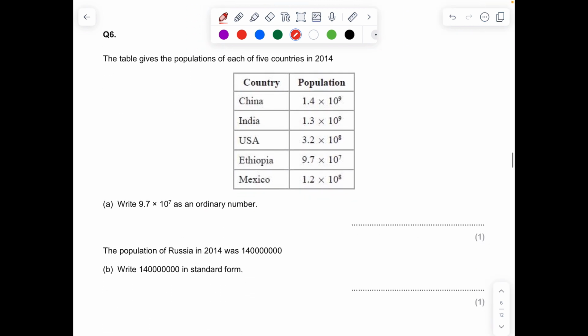Okay. Right, this table gives the populations of each of 5 countries. Right, 9.7 times 10 to the power 7 is an ordinary number. So it's going to be with 6 zeros. And you can always check it because the decimal point was here, and I move it 1, 2, 3, 4, 5, 6, 7 times, and that's why it is to the power of 7. So it's 97 million.